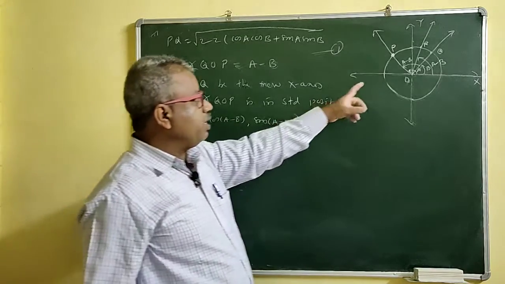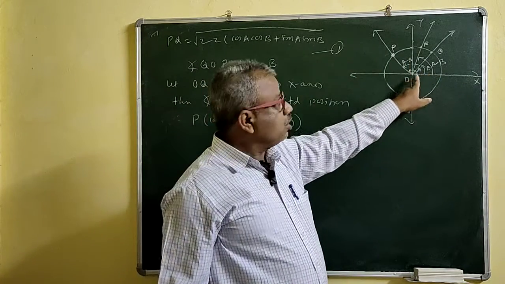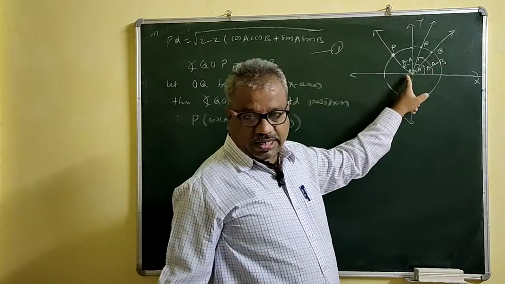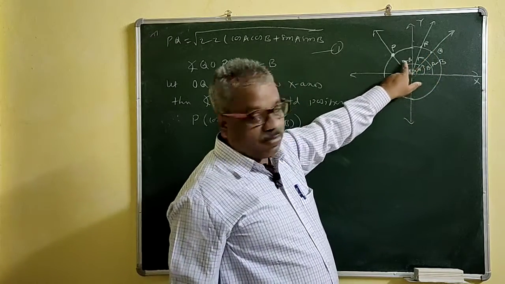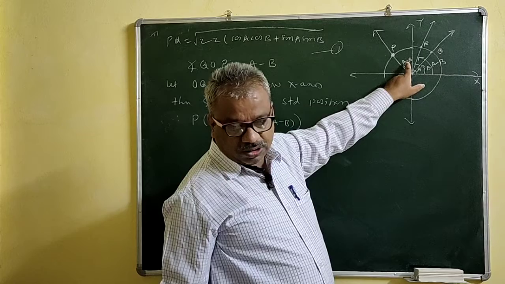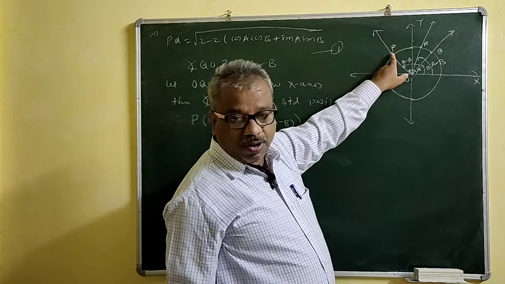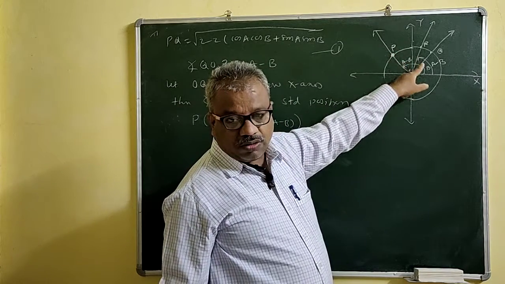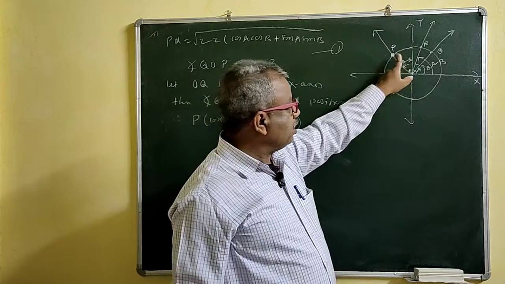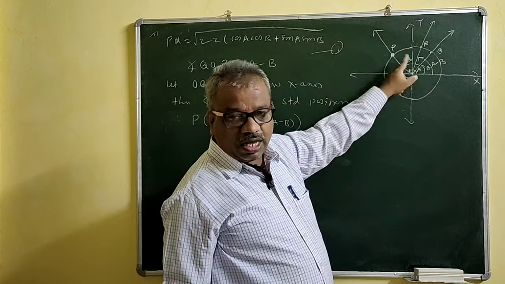Just calculate this point. This is what? This is the x-axis now. This is A minus B. Now the angle is in standard position, right? So that means P is the point of intersection of the standard unit circle and the terminal side of angle A minus B.